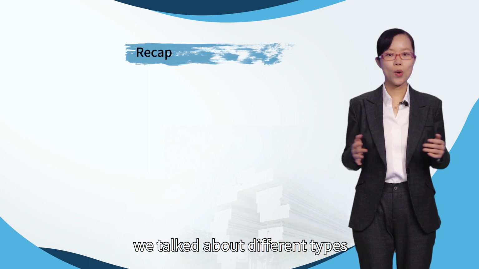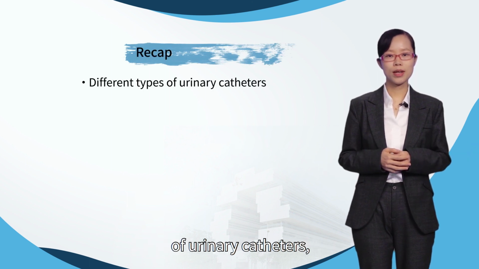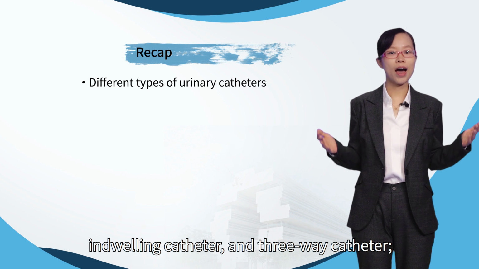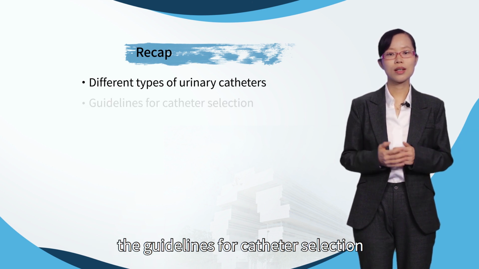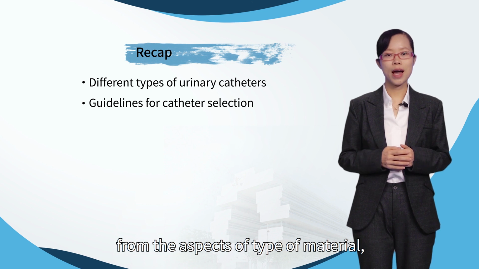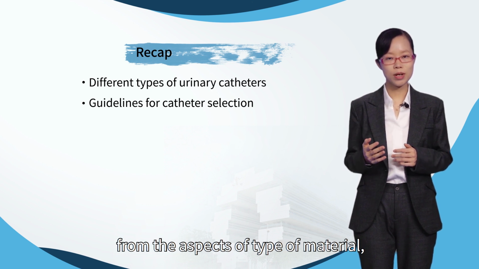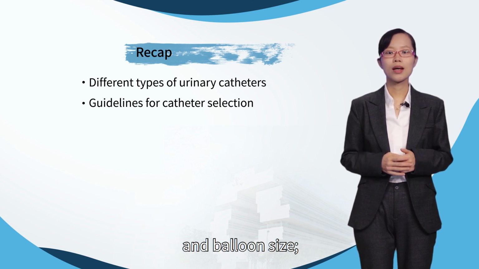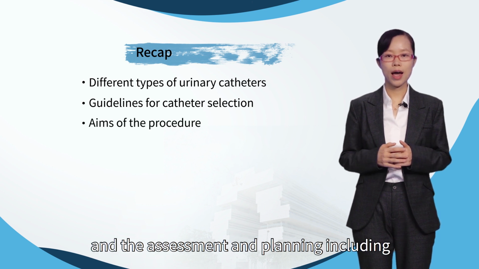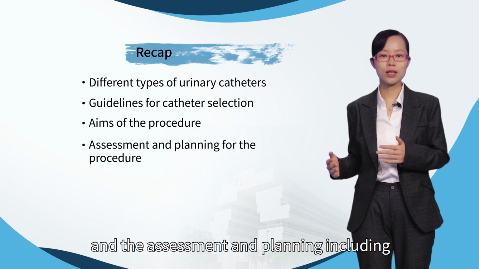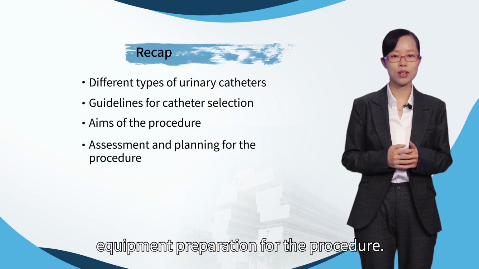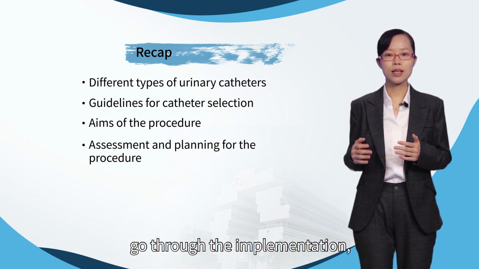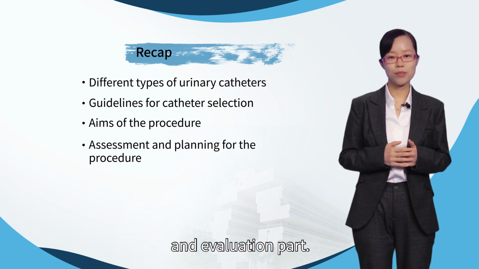In this session, we talked about different types of urinary catheters, including straight catheter, indwelling catheter, and three-way catheter. The guidelines for catheter selection from the aspects of type of material, catheter length and size, and balloon size. The aims of the procedure, and the assessment and planning, including equipment preparation for the procedure. In the next session, we will continue to go through the implementation and evaluation parts.